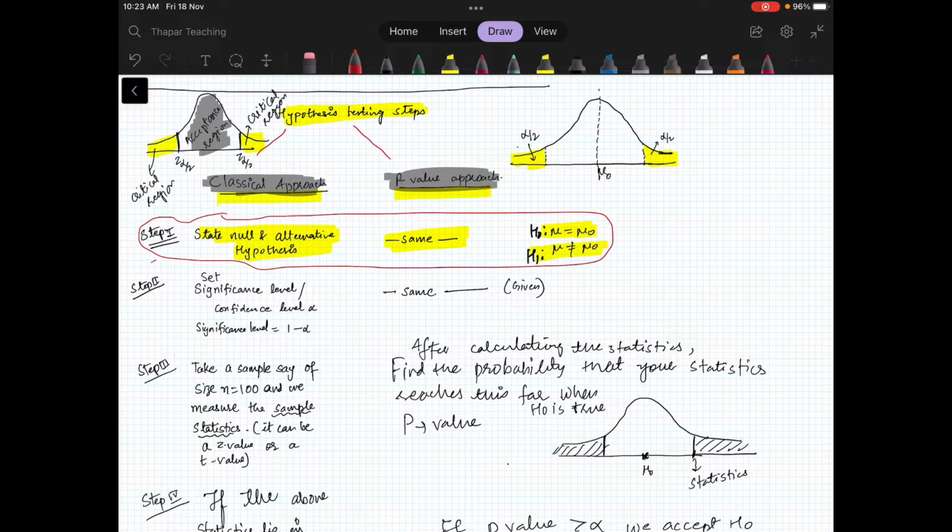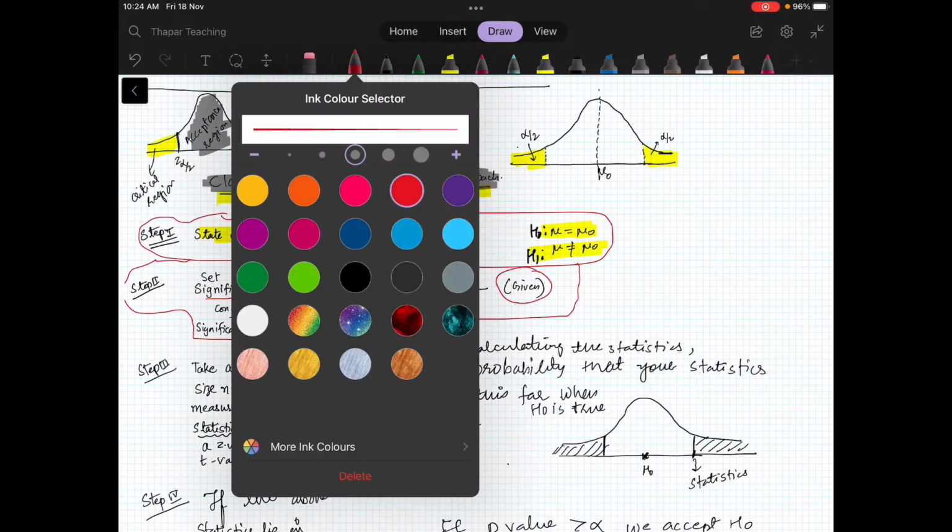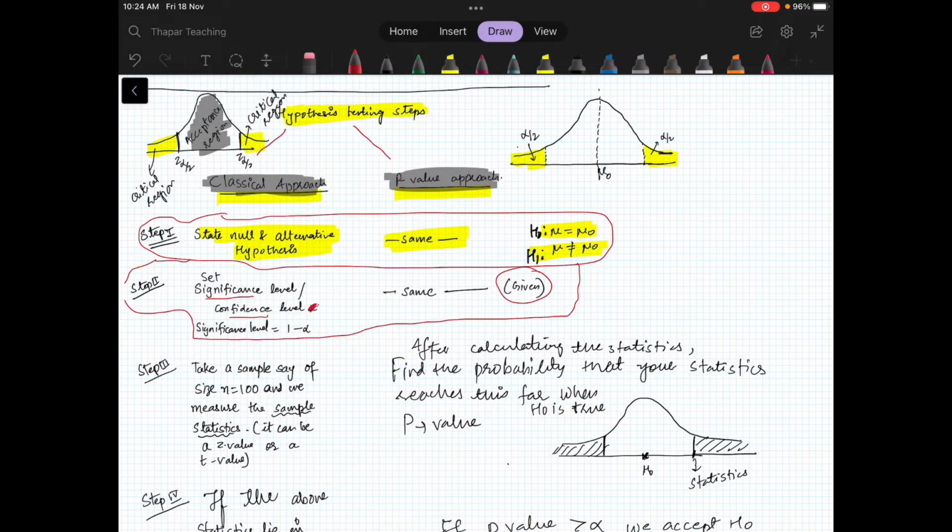Step two, for both approaches, is that you have to set a significance level or a confidence level. This will be given in your questions, but there are approaches to set it also, like we can set the confidence level, but we will not discuss that. What is the difference between significance level and confidence level? Confidence intervals we have already studied in the last chapter. For example, we were talking about a 95% confidence level, right?